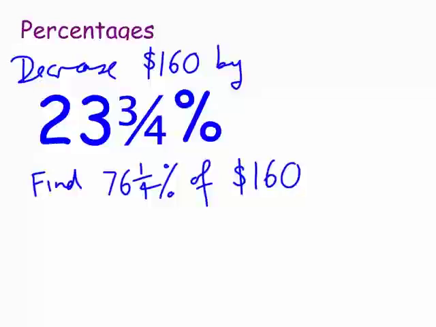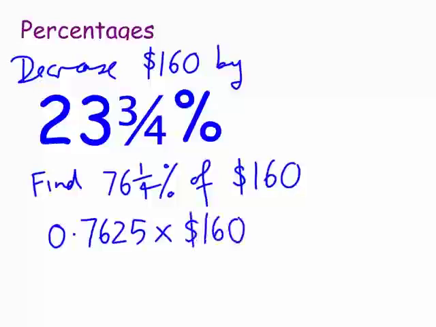So on a calculator, what we do is 0.7625 multiplied by $160. Let's try that on a calculator as well. And you should get $122. Okay, we'll now just look at something called the unitary method.